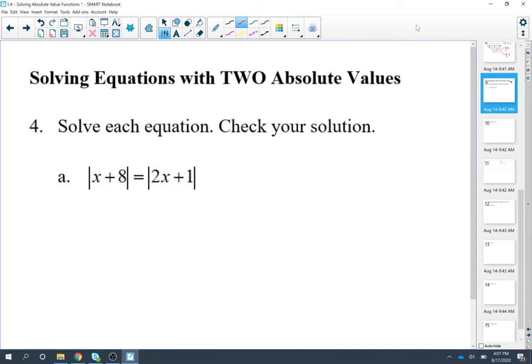The next thing we're going to consider is solving equations with two absolute values. So take a look at number 4. It says solve each equation and then check your solution. So letter A, we have the absolute value of x plus 8 equals the absolute value of 2x plus 1.